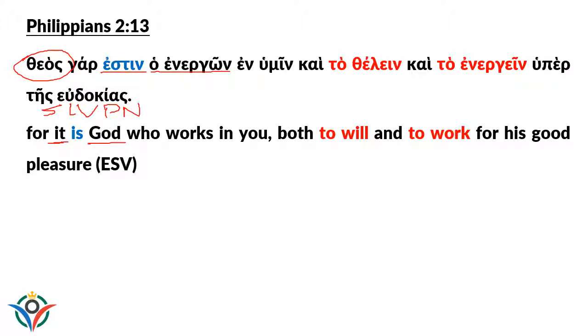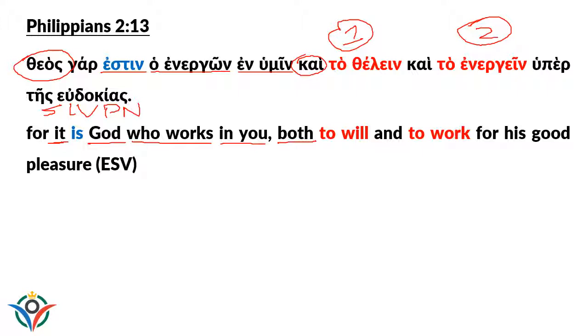We haven't learned those yet, but it's translated here as who works. And then we have this prepositional phrase, en humin, which is in you. And then kai here has been translated as both. And then we have two infinitives. The first one is to thelein, and the second one is to energein. And they both have the same use.